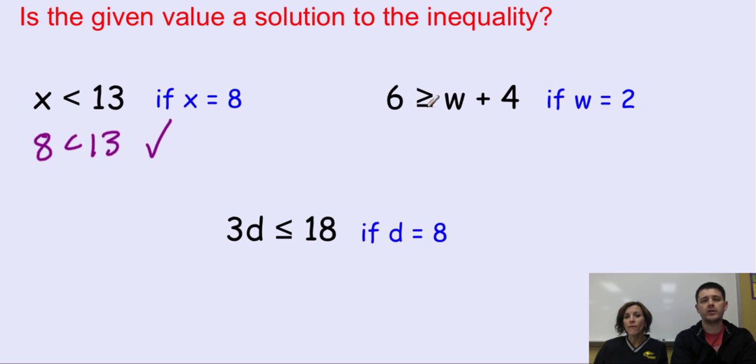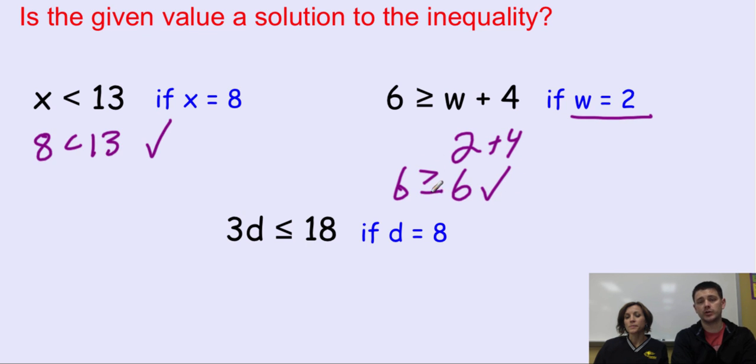All right, next one. 6 is greater than or equal to the sum of w plus 4. In this case, we're going to plug in a 2. 2 plus 4 is 6. Is it true that 6 is greater than or equal to 6? That one would be true. It's not greater than, but it is equal to. So as long as it's one of those, it works as a solution for us.